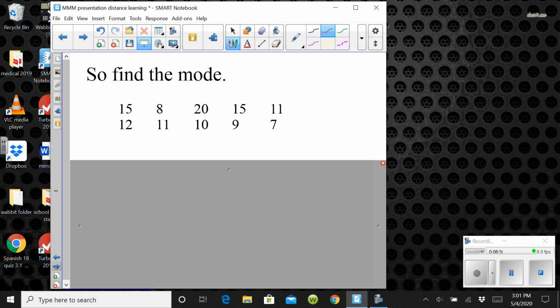In this data set, I'm looking quickly. I see two 15s, I see two 11s. I don't see anything else that occurs more often than twice. So I would say 11 and 15 are the mode. This data set is bimodal.